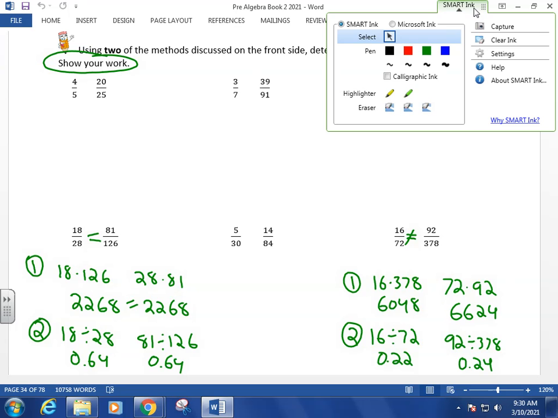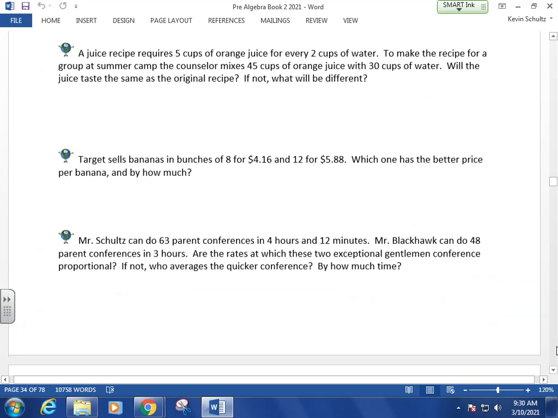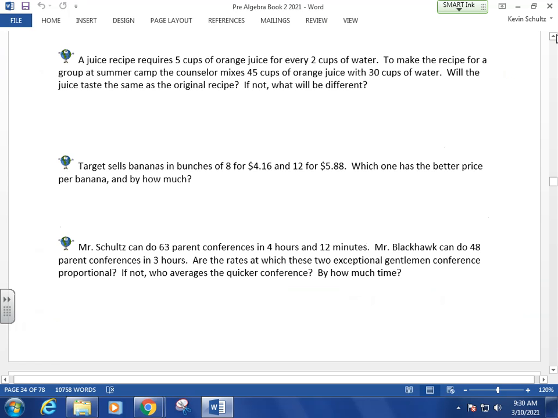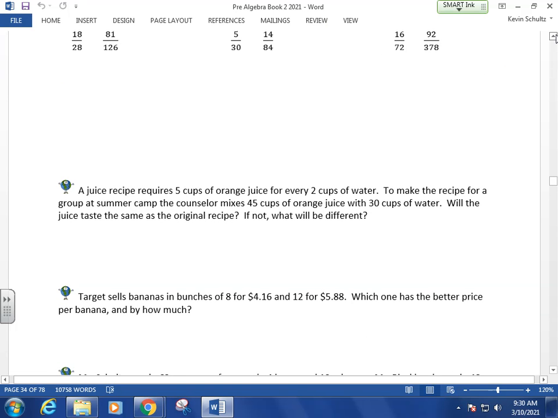Pause on this for a second because I do want to go down to the next section here. Not all the way down to PO42 though. So here's where we get to actually apply this stuff.